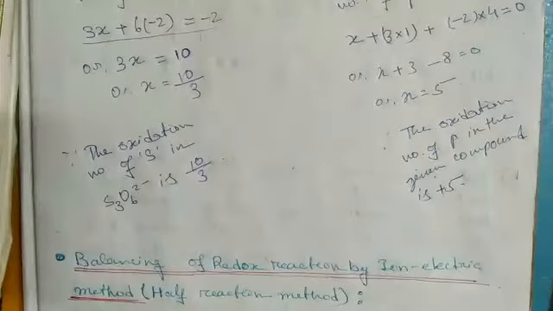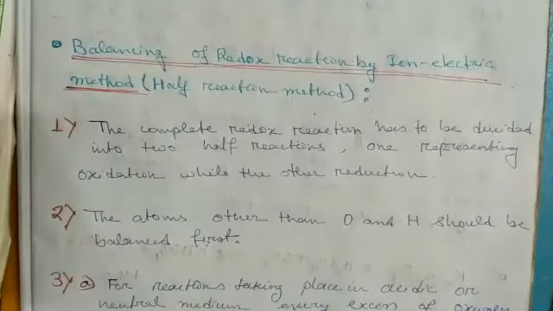And now we have to discuss how we can balance a redox reaction. At the beginning of the video, you saw a redox reaction which is completely balanced. So you may ask me a question: how can we balance a redox reaction? That can be done by two methods. One is the ion electron method, or half reaction method, and the other is the oxidation number method. But today we will only discuss the ion electron method.